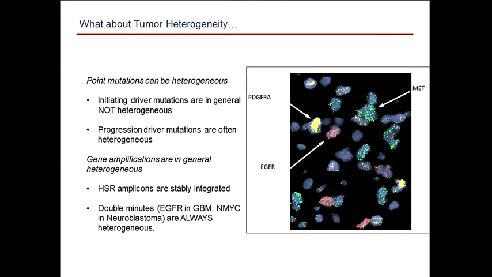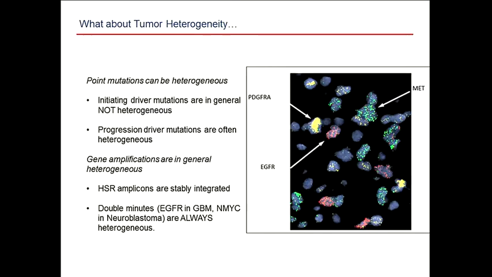Gene amplification is a completely different story. And I would say there's two types of gene amplification events. The homogeneous staining regions, those are stably integrated. HER2 is most often of this type. Every daughter cell acquires that amplification. So these are fairly stable within a tumor.